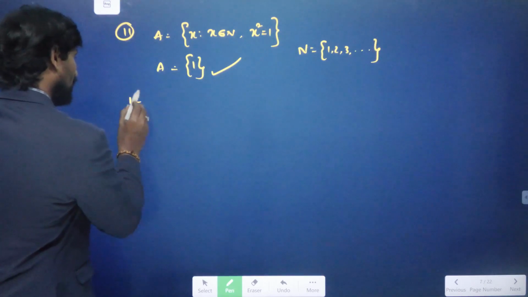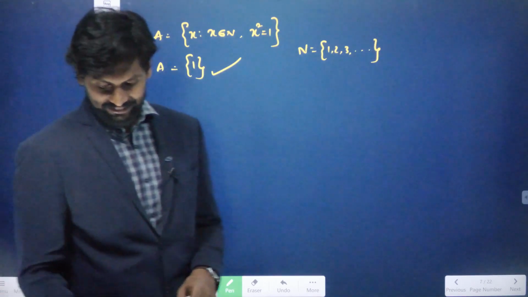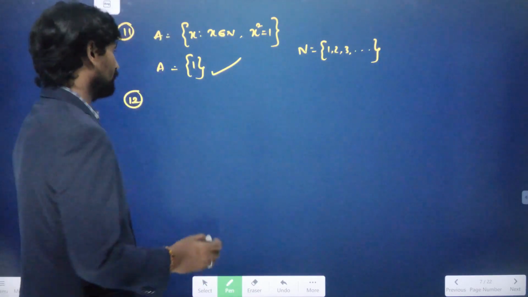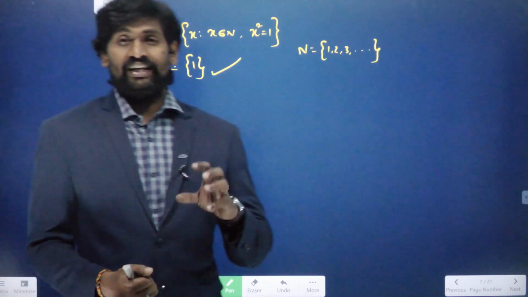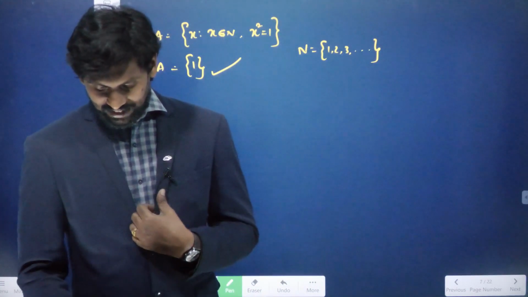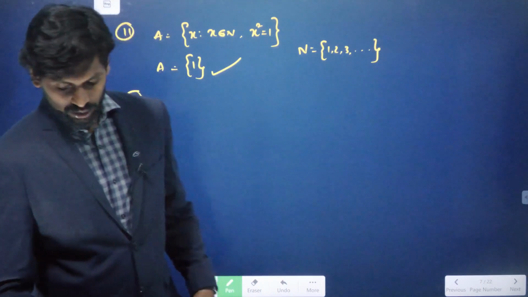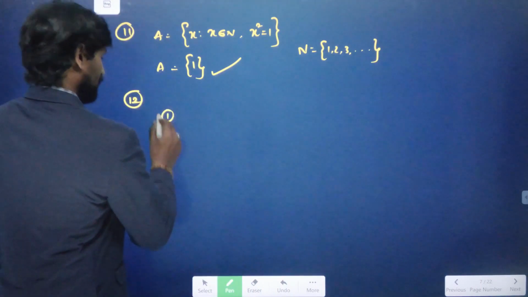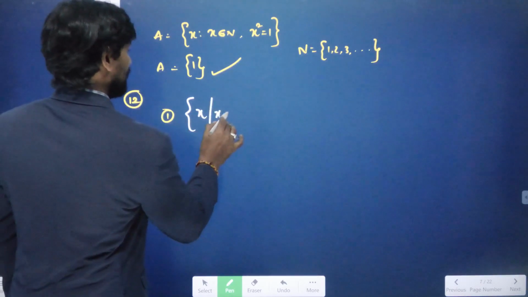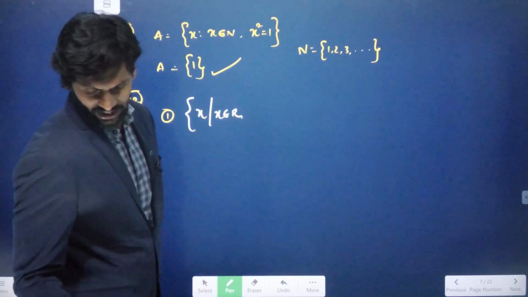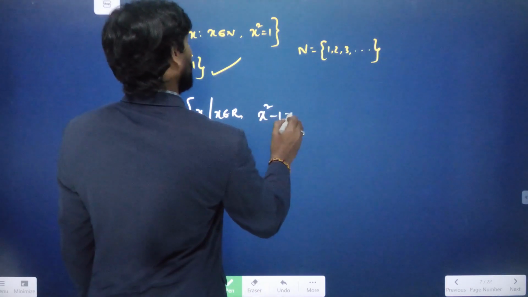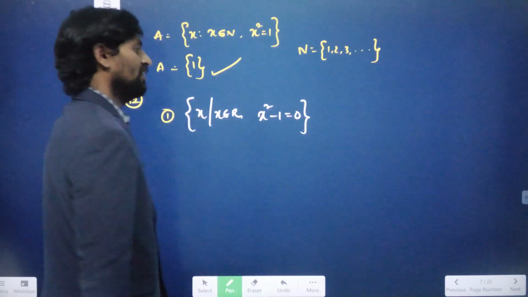Let us move on to problem number 12. Which of the following is an empty set? An empty set is nothing but a set that has no element. Let us go through the options. First option: x such that x belongs to real numbers and x square minus 1 equals 0.